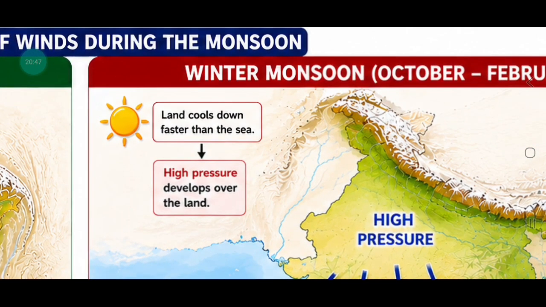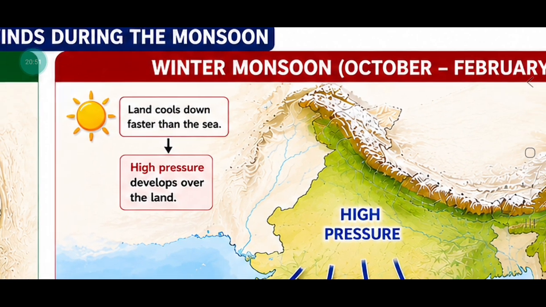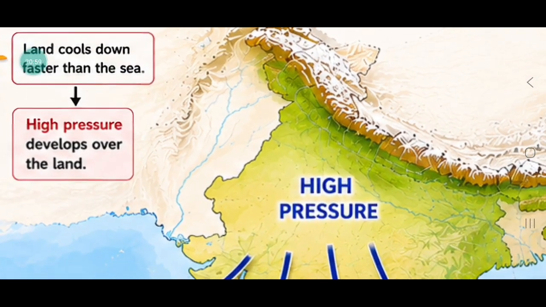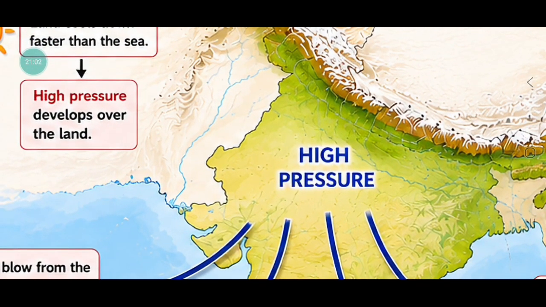So lands cool down faster than the sea. So here in the northern part of India, what happened, there is cool land. So high pressure generates here. High pressure pushes winds towards the low pressure, and on which side is the low pressure? In the south. So now these winds blow from the northeastern region to the southwestern region.